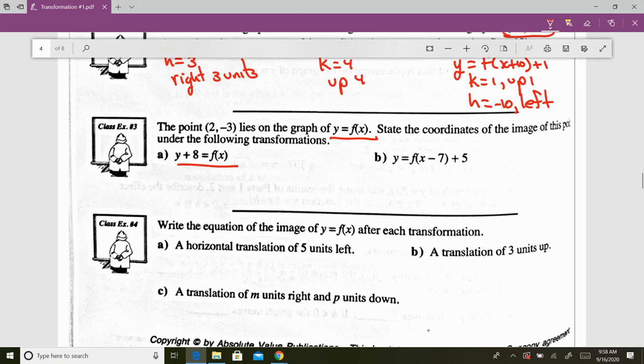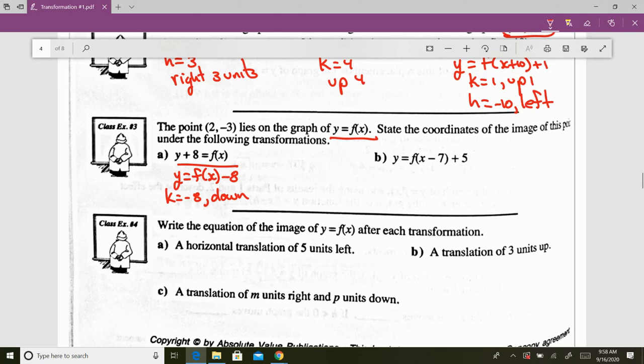So what's wrong with the way this is written? Y plus 8 equals f of x. What do I want? Y equals. So move the 8 over. Okay, what is that 8? H or K? K. And it's negative, so what does that mean? Down 8, right? Okay. If you're going up or down, do you affect the X or the Y value?